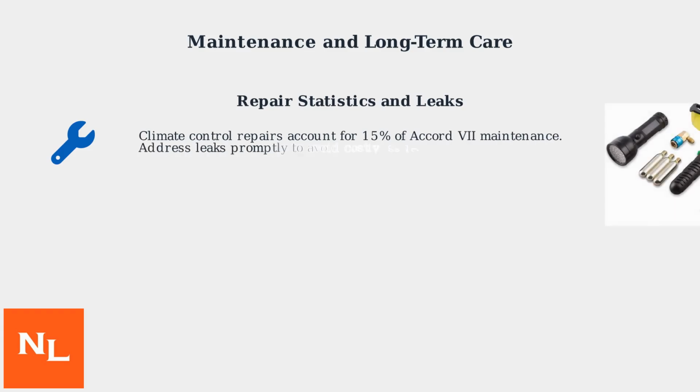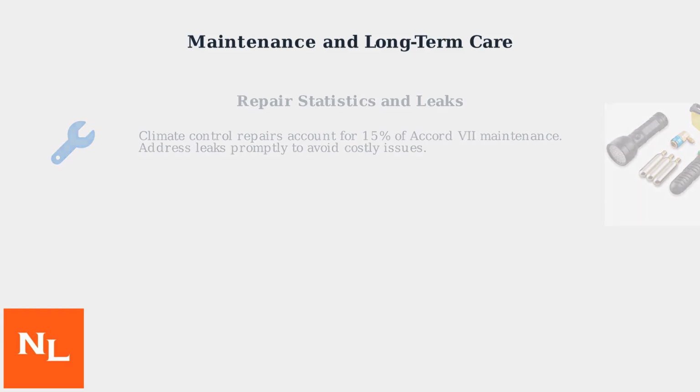Annual refrigerant checks are vital to prevent compressor burnout, which can be an expensive repair. Climate control repairs make up 15% of all Accord 7 maintenance issues. To maintain reliability, address refrigerant leaks promptly before they lead to compressor failure or other expensive problems.